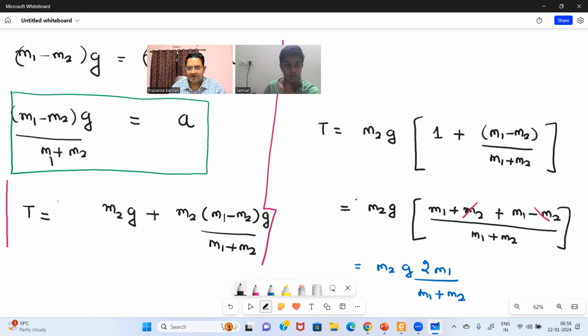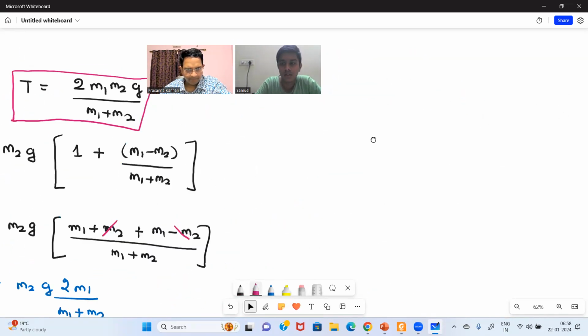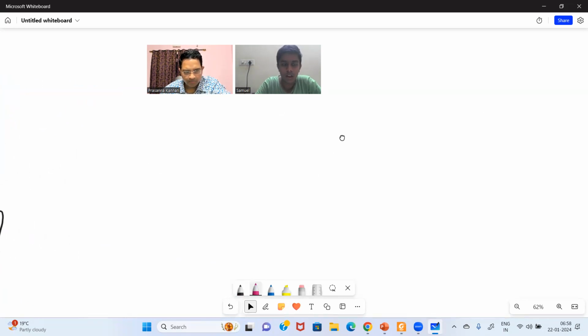So you got the expression for tension. Tension is 2M1M2G divided by M1 plus M2. This is the expression for tension in the string when you have a pulley with two masses hanging the way it is shown. Is it clear, Samuel? Yes, sir. Have you made note of the whole thing? Good. Any doubts in this so far? No, sir. All clear.